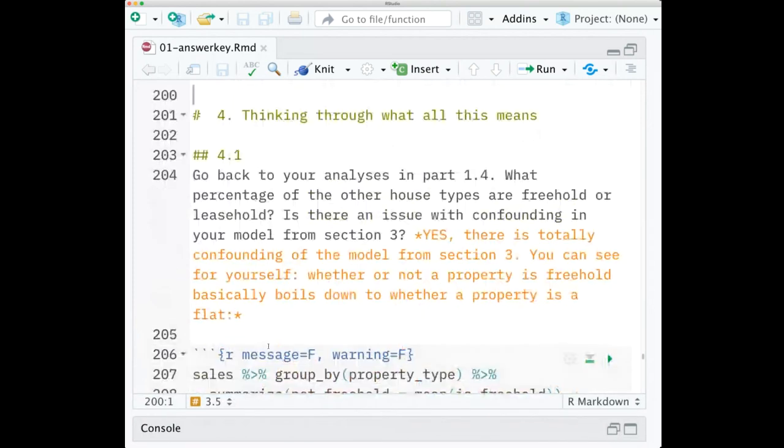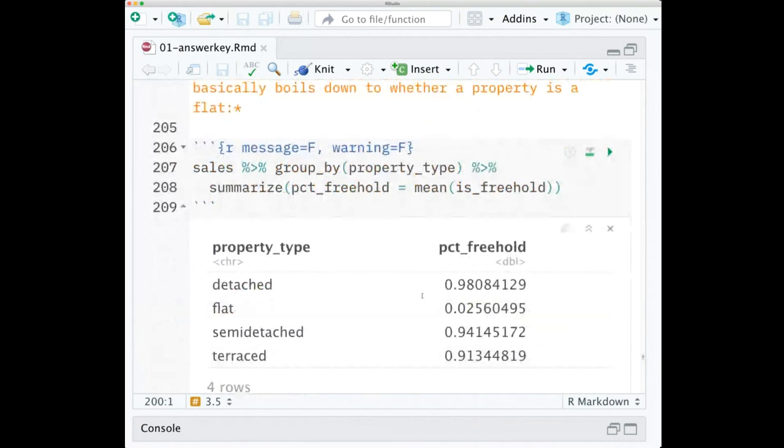Okay, so the very last point is section 4. Go back to your analyses in part 1.4. What percentage of the other house types are freehold or leasehold? Is there an issue with confounding in your model from section 3? Yeah, there is. You can see for yourself. Whether or not a property is freehold basically boils down to whether a property is a flat. So if you look at the table of freehold and leasehold, here I'm grouping by the property type and getting the percentage of flats that are freehold.